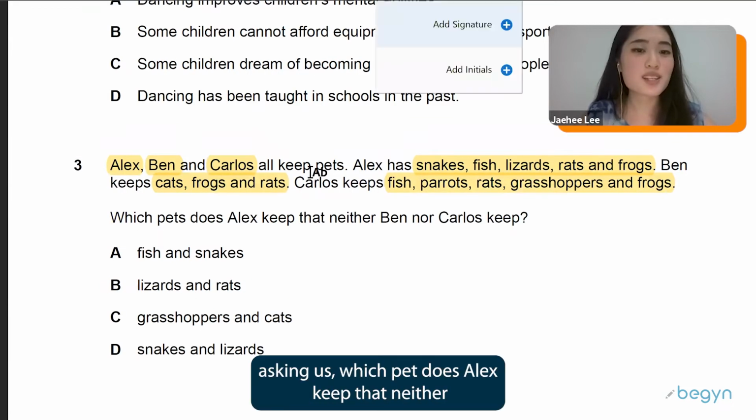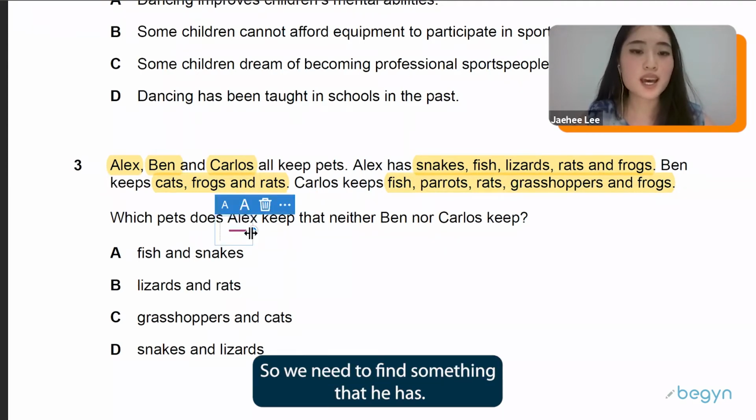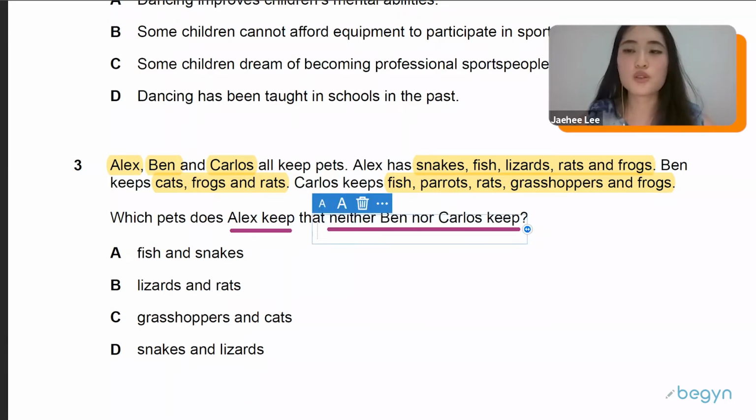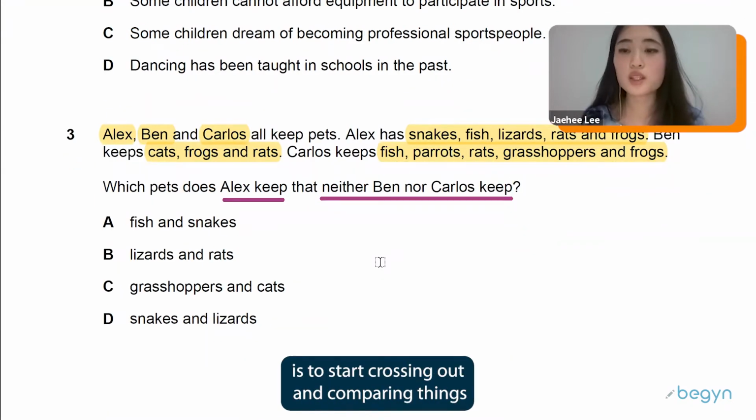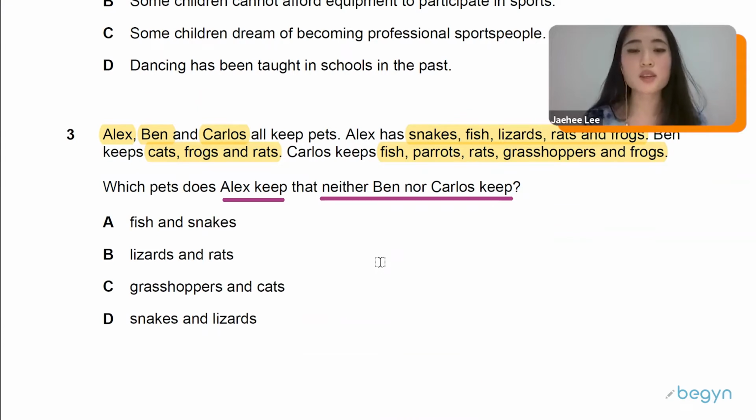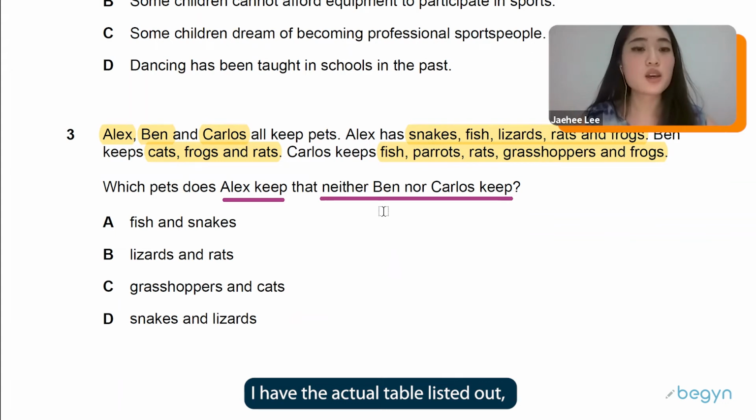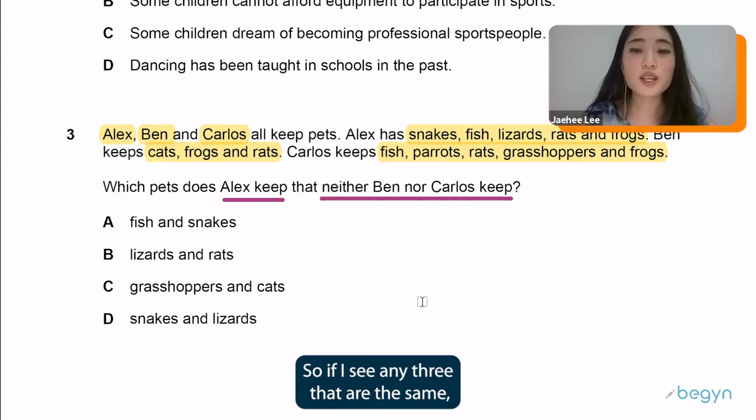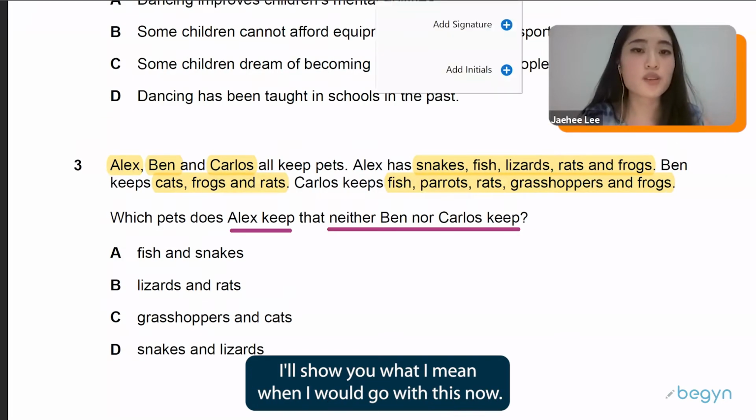So it's asking us, which pets does Alex keep that neither Ben nor Carlos keeps? So we need to find something that he has, but the others don't have. Just going to underline that in a different way, just to make it a bit clearer for my brain. So in this case, guys, what you might find most helpful is to start crossing out and comparing things. If I were in a class, I'd probably have the actual table listed out, but this one might be easier where I'm just going to cross out by elimination. So if I see any 2 that are the same, I'm going to cross them out. I'll show you what I mean.